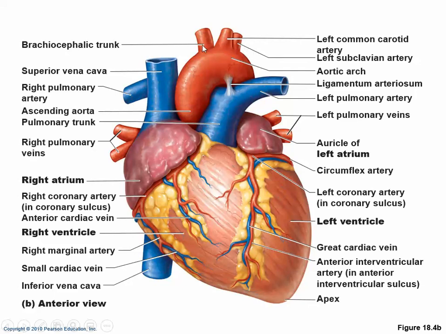I'm not expecting you at this point, in this lecture, to be able to name these, but there's the brachiocephalic trunk. The way that the name works is brachio means arm, cephal means head, and trunk means an artery that's going to multiple places. So the pulmonary trunk goes to both lungs. The brachiocephalic trunk goes to the head and the arm on the right side.